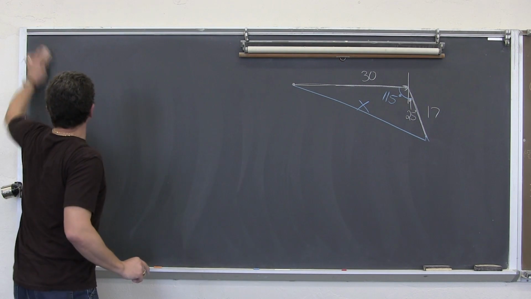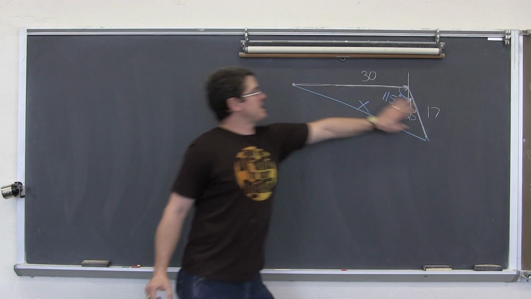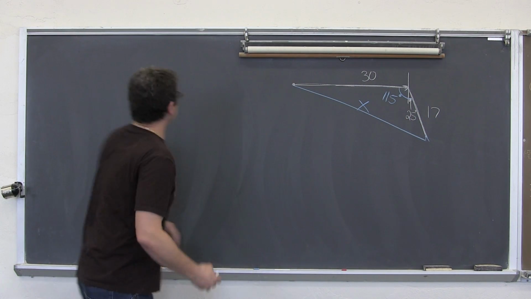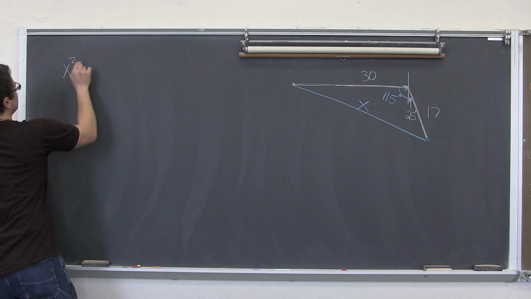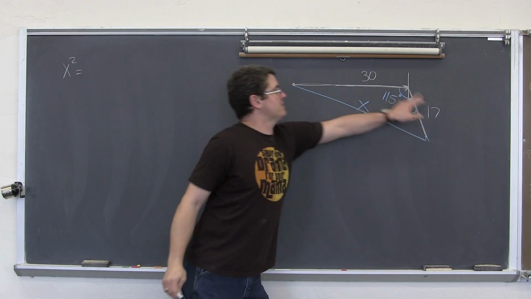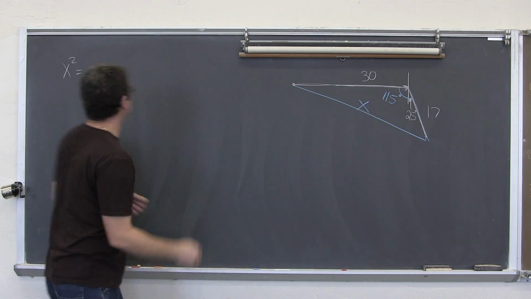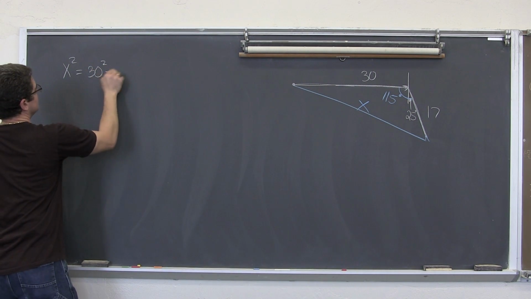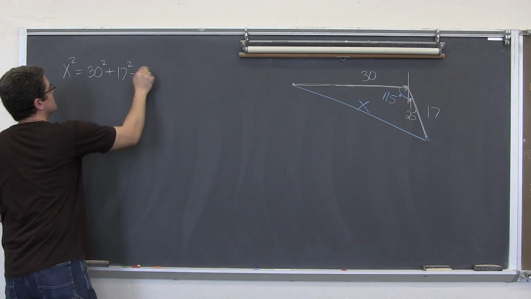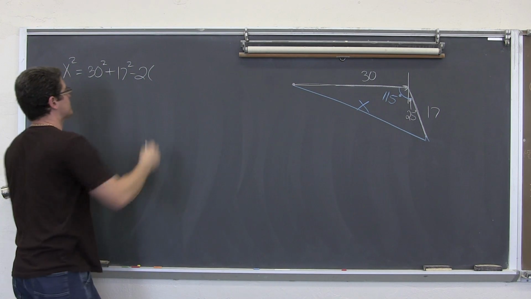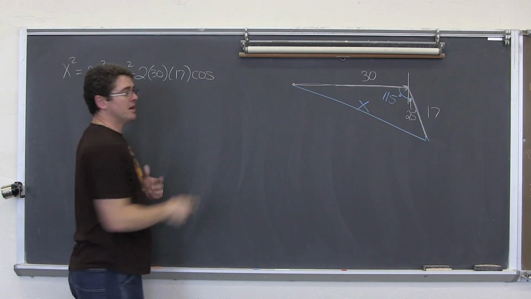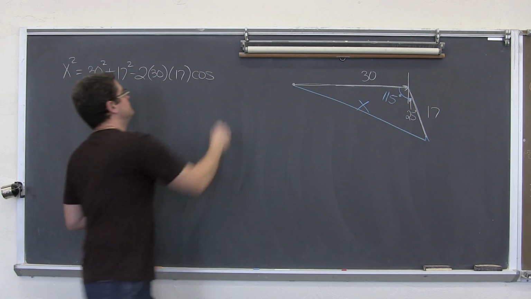How far are we from where we started? Well, with two sides and an included angle, that's law of cosine. So x squared, the side that we don't know, is equal to the other two sides squared and added together, minus 2 times those other two sides, times the cosine of the included angle.